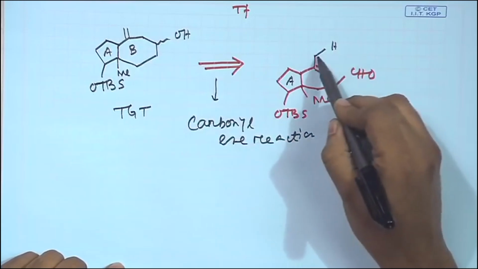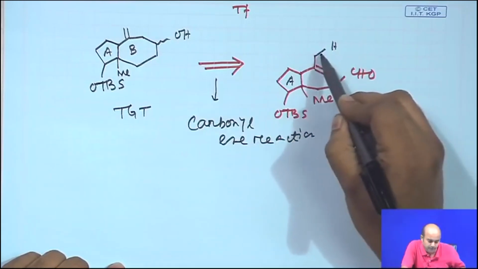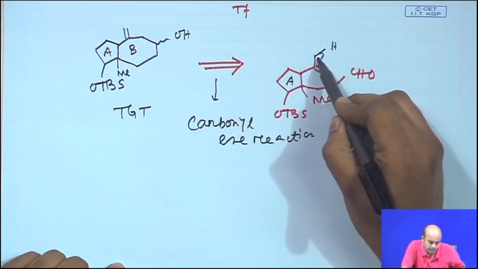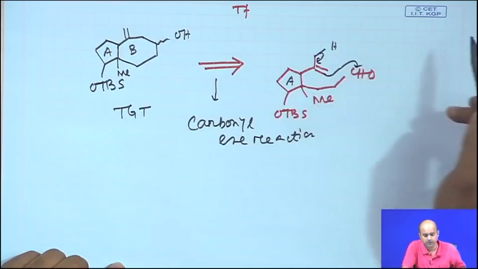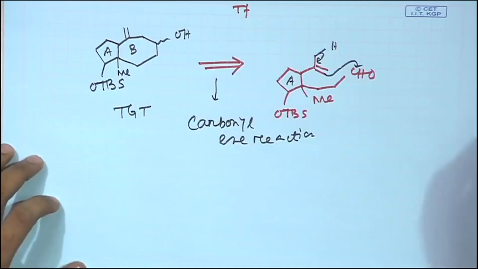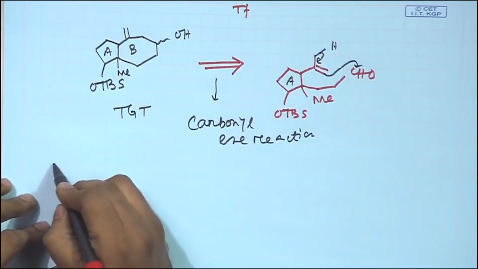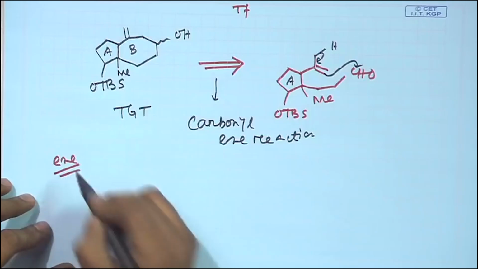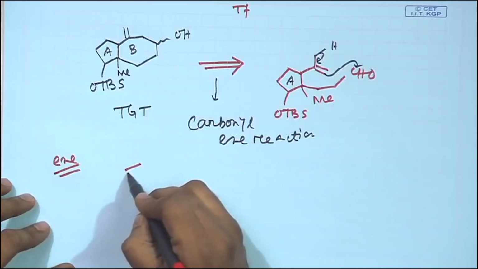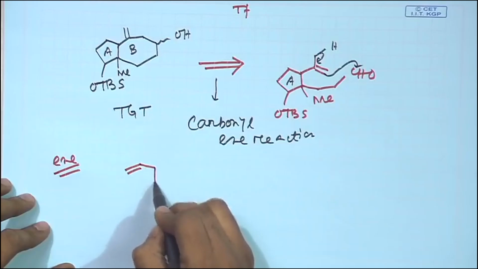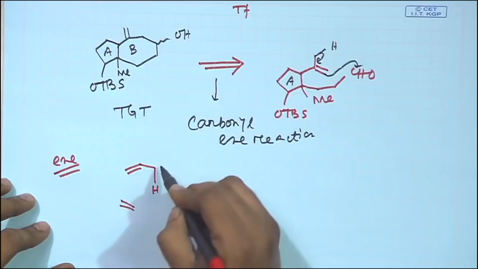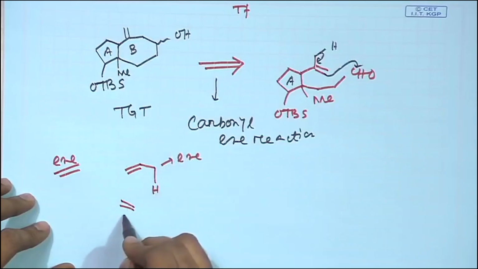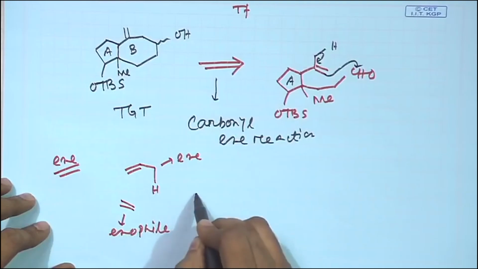It means that this hydrogen of this compound will undergo a hydrogen transfer from this to this carbonyl. The ene reaction is basically a pericyclic reaction. I am just trying to explain what an ene reaction is in a simplified version, not in detail. So, this is an ene reaction. This is called the ene, and this compound is called the enophile, similar to diene and dienophile.